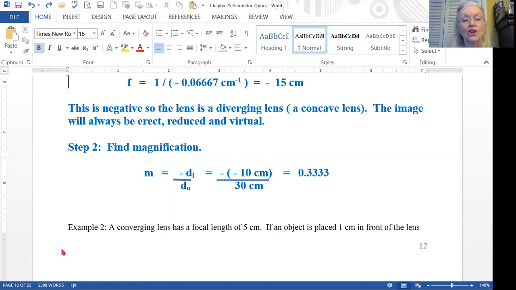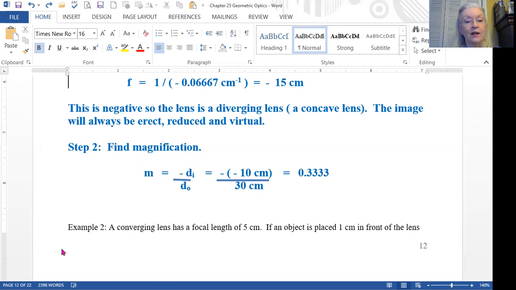Remember that magnification does not have units. Because the magnification is less than the number 1, we know our image is reduced. It is shorter than the actual object. Because the magnification is positive, we know our image is erect. So if M is positive, the image is erect. If M is less than 1, the image is reduced.